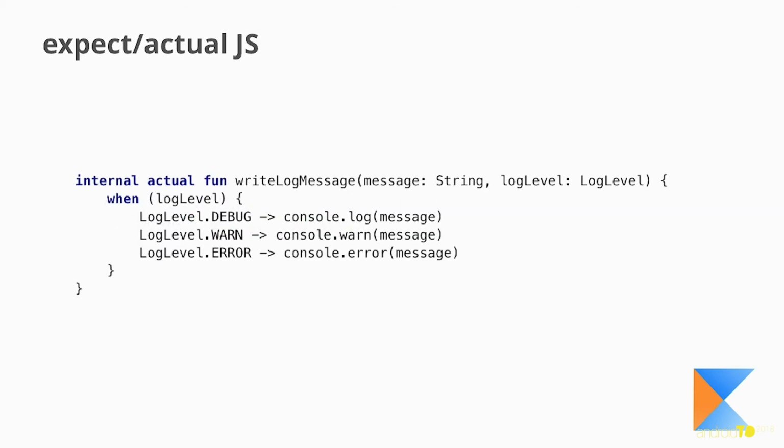In JavaScript, we will do something like this. Depending on the log level, we would print with console.log, a warning, or an error. That's how we do things in different platforms.